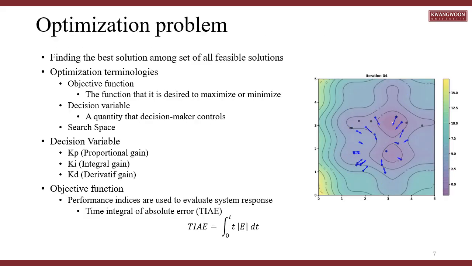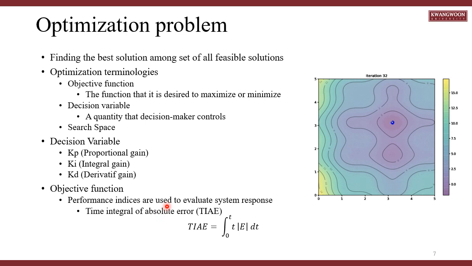In this slide, we will discuss the optimization problem. We need to know the definition. An optimization problem means finding the best solution among the set of all feasible solutions. As you can see here in the figure, there are several iterations, which depend on the objective function value. In this PSO implementation code, we applied the integral of absolute error to define the best solution to get the tuning of the PID process.